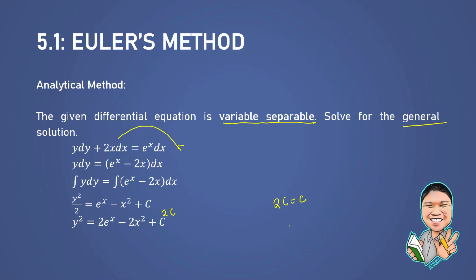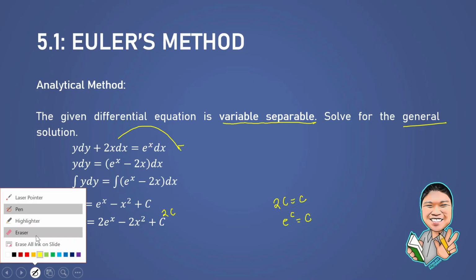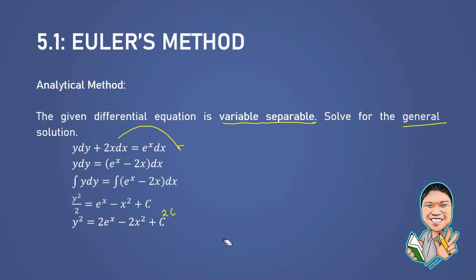2c is always equal to c. And e raised to c, we also consider that as a constant. So that is our understanding in a differential equation, right?